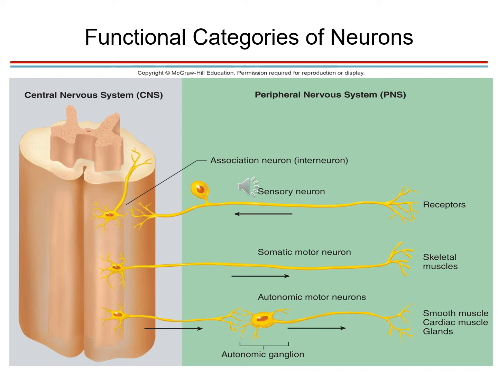The one that is emerging from the central nervous system, that is the preganglionic, and the one that reaches the effector, that is the postganglionic. I will develop this topic in more detail when it is time to learn about the autonomic nervous system.